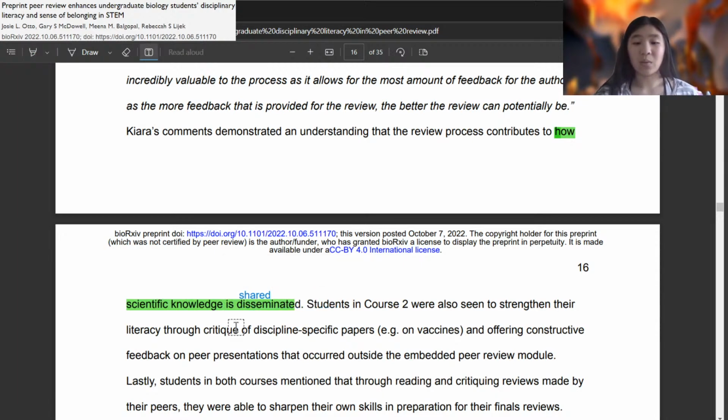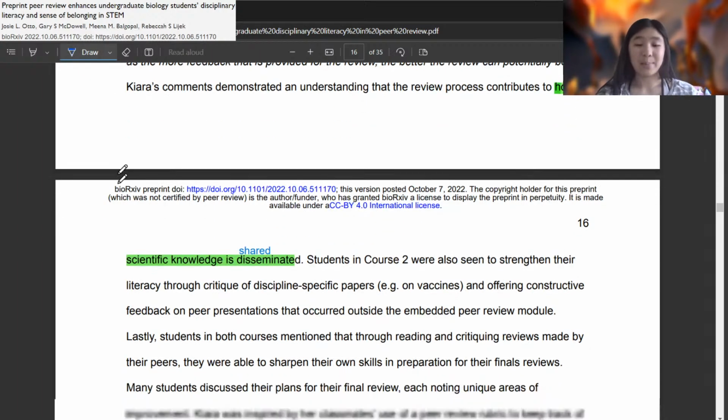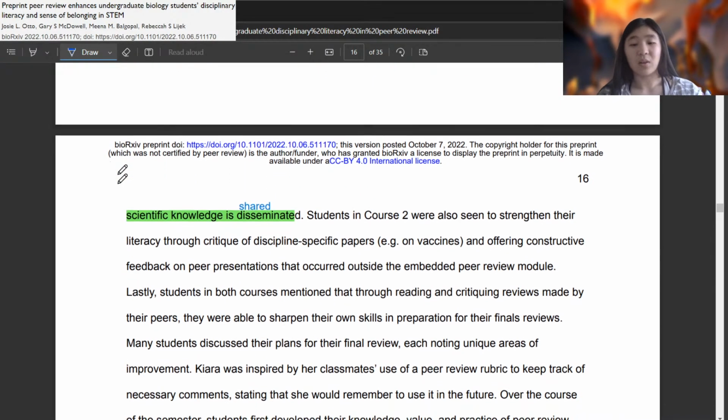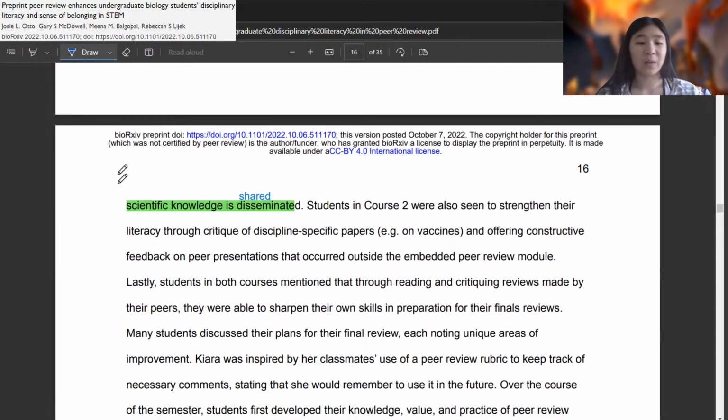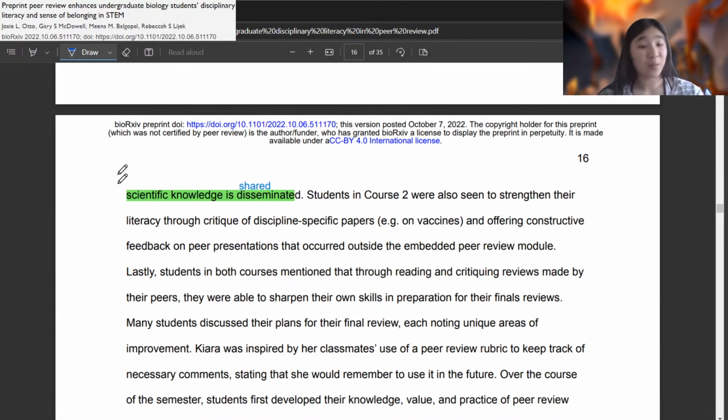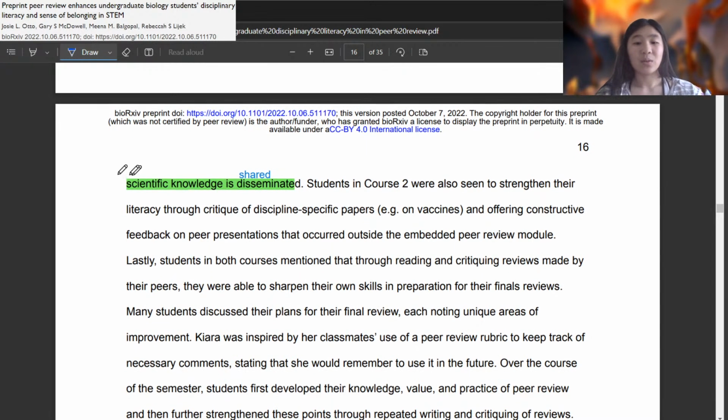Students in Course 2 were also seen to strengthen their literacy through critique of discipline-specific papers, such as vaccines, and offering constructive feedback on peer presentations that occurred outside of the embedded peer review module. So Course 2, we're moving on to Course 2 now, which was specifically the workshop style.